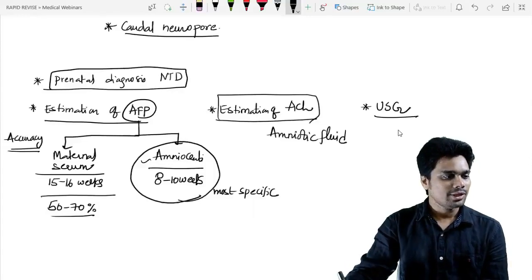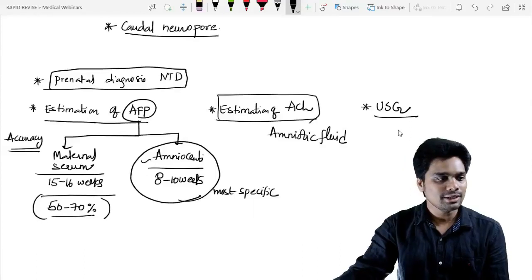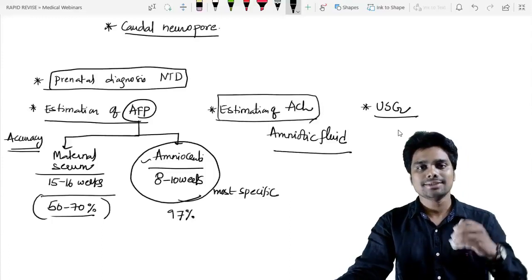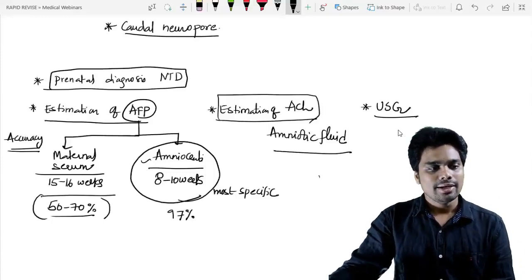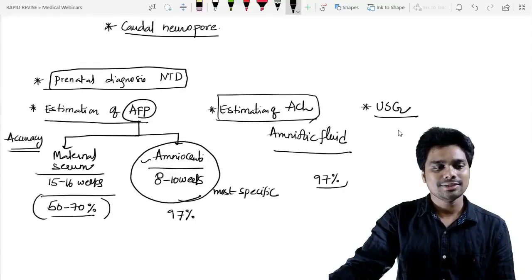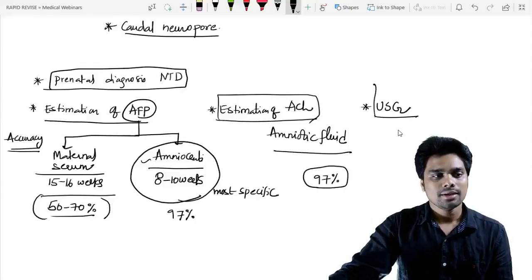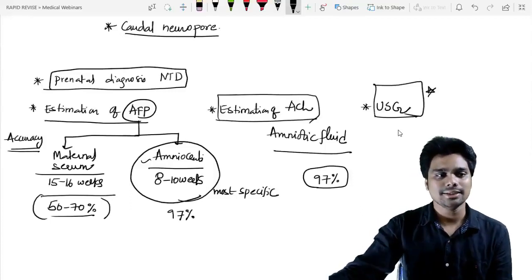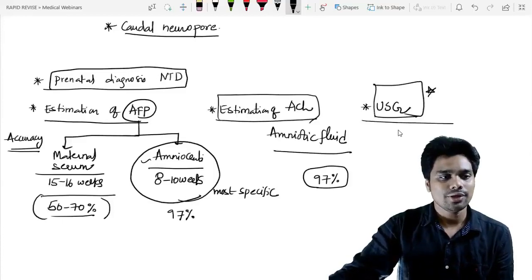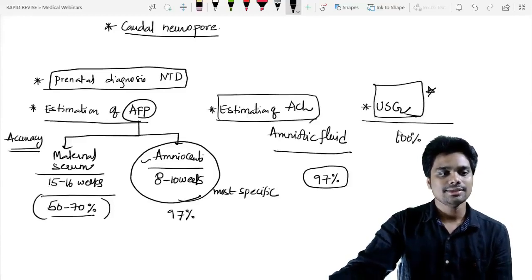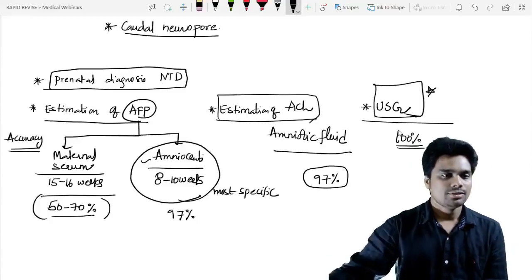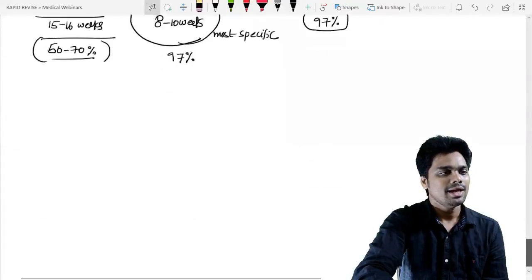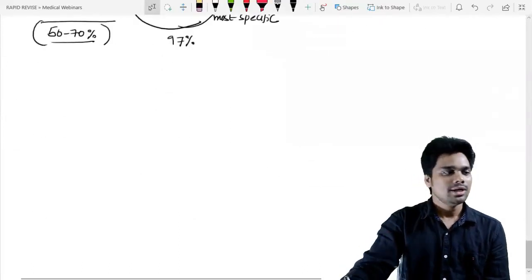So the accuracy part: maternal serum is 50 to 70%, whereas amniocentesis is 97%. When it comes to amniotic fluid acetylcholinesterase estimation, it is also 97% accurate in detecting neural tube defects. But the gold standard for diagnosing neural tube defects, commonly done in clinical practice, is ultrasound, and ultrasound gives 100% accurate results. So now we are left with two parts. One is the management, that is the treatment aspect of neural tube defects, and we will conclude the session by learning about the preventive aspects.